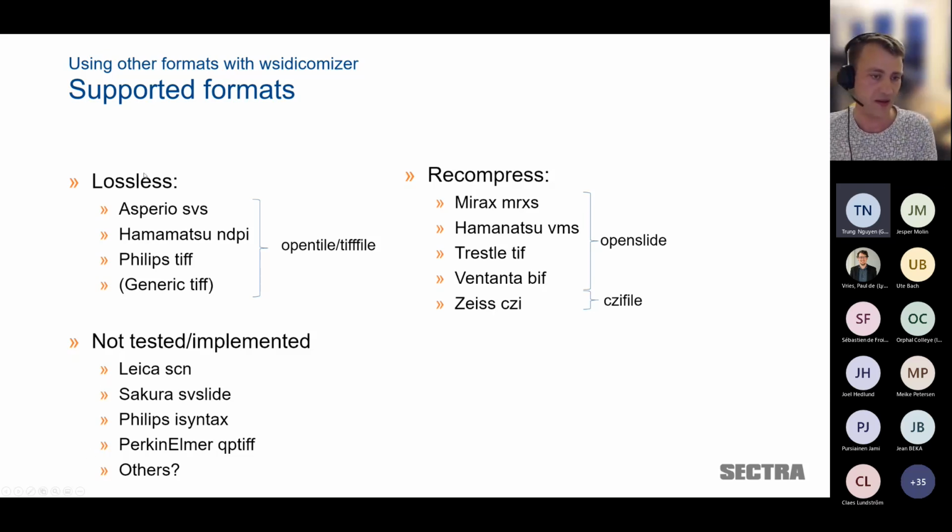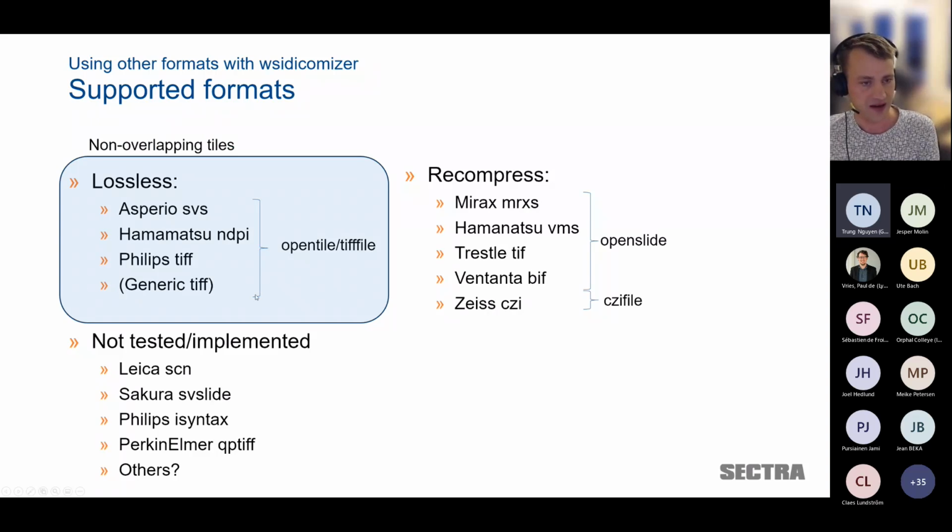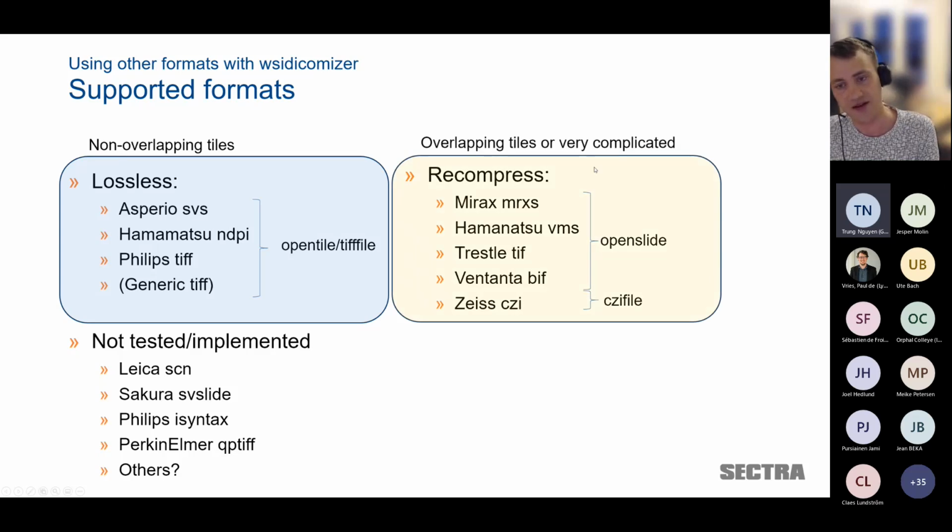And the reason that we can make these files losslessly is that they are non-overlapping, and these other formats have overlapping tiles or are very complicated. So that's why we leave it to OpenSlide, which is quite good at handling those formats.